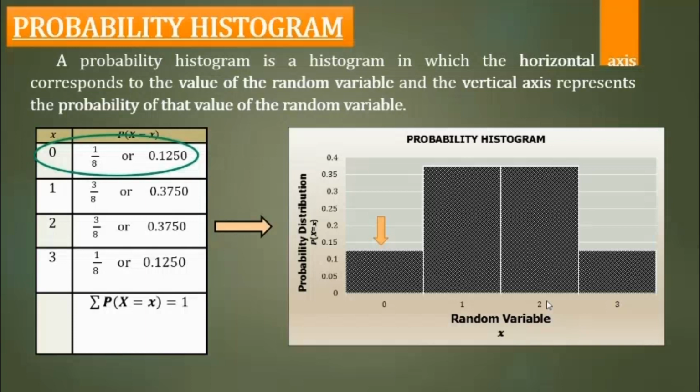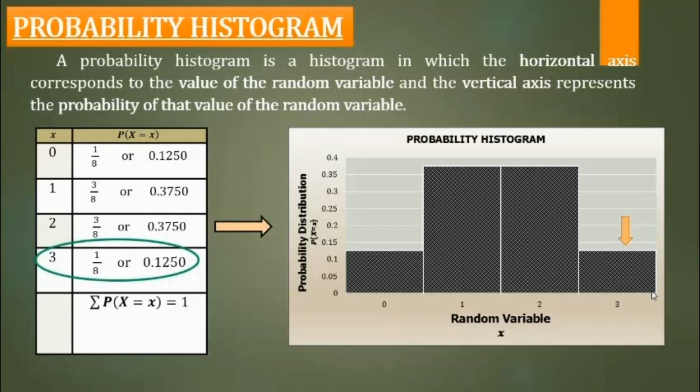Next, the value of 1, which means the probability of getting one tail, is equal to 0.3750. Next, for the value of 2, which means the probability of getting two tails, is equal to 0.3750. Next, the last, the value of 3. So the probability of getting 3 tails is equal to 0.1250.